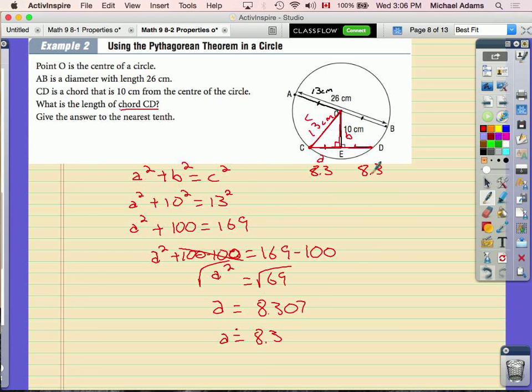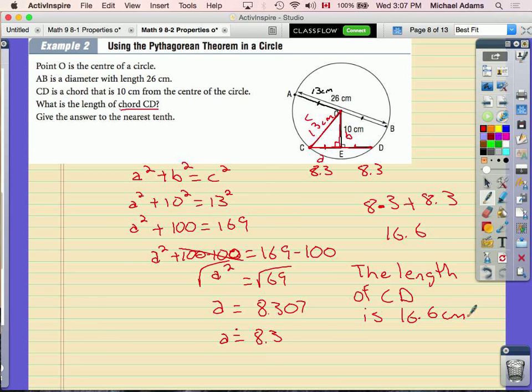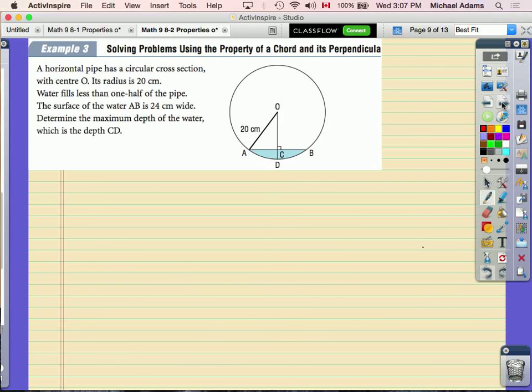So if I want to find the length of CD, I'm just simply going to add the two together. So I'll go 8.3 plus 8.3, and I'm going to get 16.6. So the length of CD, it's a word problem, needs a word answer. The length of CD is 16.6 centimeters to the nearest tenth. Okay, I think that was relatively straightforward, a little bit more complex, but I think we got it.